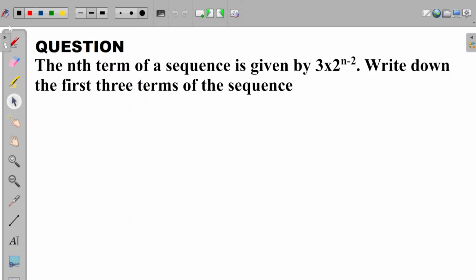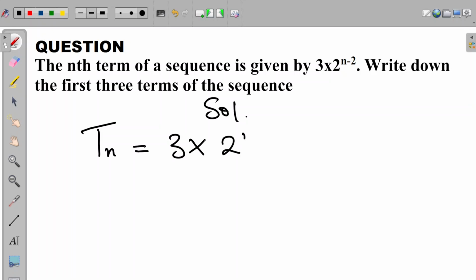The question says, the nth term of a sequence is given by 3 times 2 to the power n minus 2. Write down the first 3 terms of the sequence. Thus, we are given that the nth term of the sequence is 3 times 2 to the power n minus 2. So we are asked to obtain the first term, second term, and also the third term.